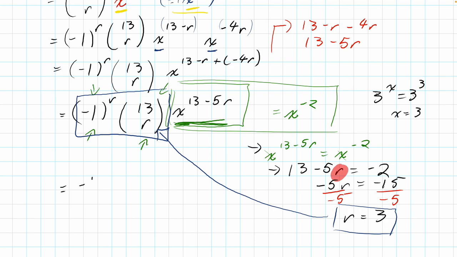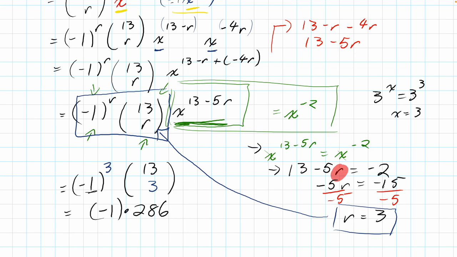Our coefficient ends up being negative 1 to the power of, well, r happens to be 3, which is an odd number, which is actually going to be really important because it's going to determine whether this is a positive coefficient or a negative coefficient. The second piece is that combination, 13 choose 3. Not a number I know off the top of my head by any means, but you have your calculator, right? What did it end up giving us? 286. Awesome. So this part ends up being 286, which is positive, but this actually ends up being a negative 1. So when we multiply it, we get negative 286.